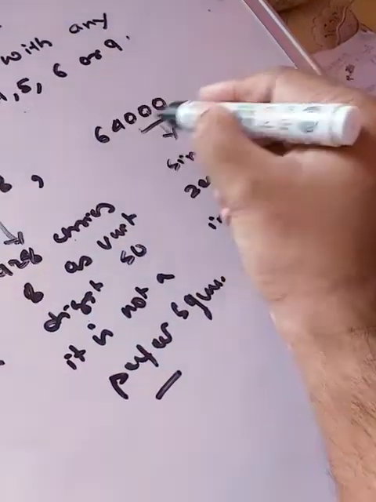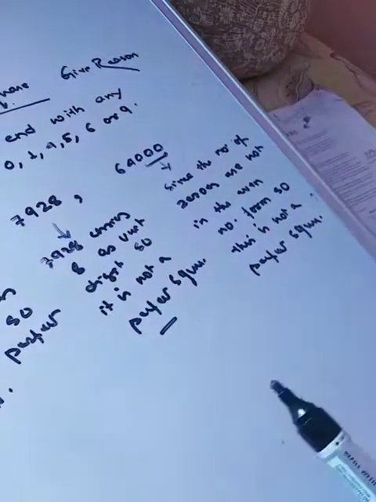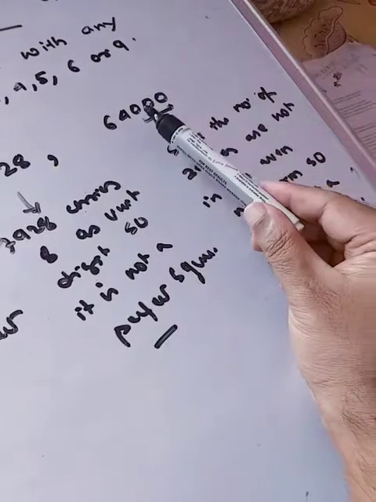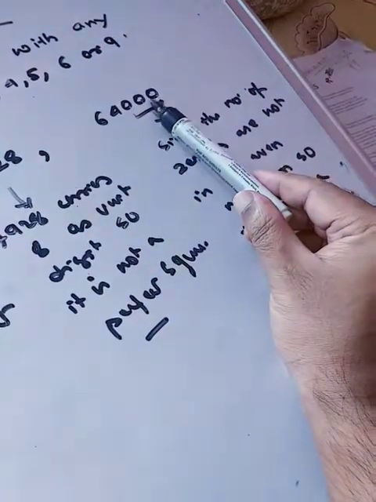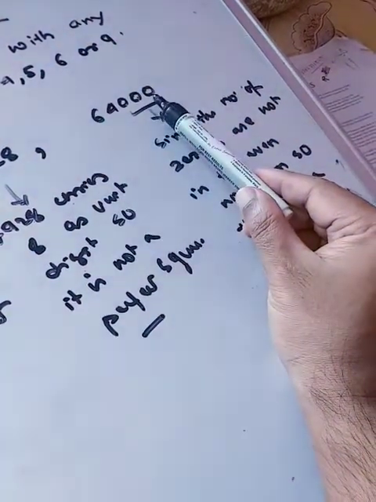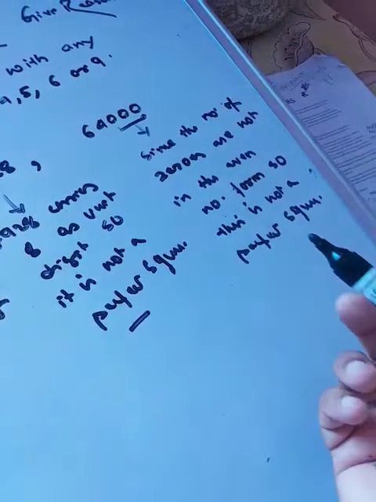Okay, so for 0 you have to write this. And you have to always count how many zeros are there, and if it is not in the even number formation, then it is not a perfect square.